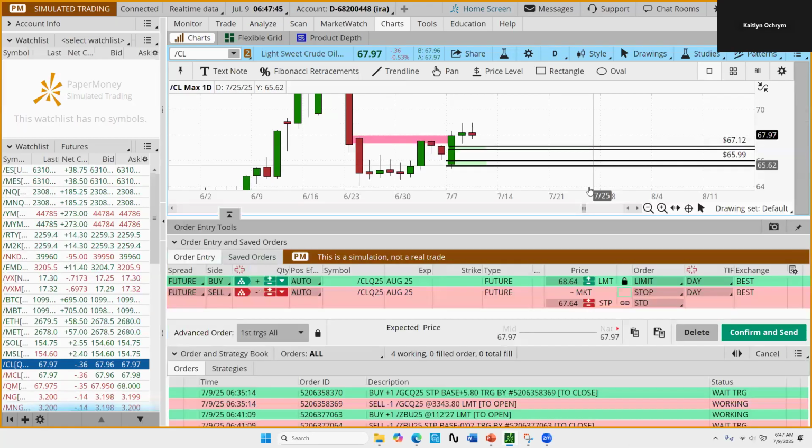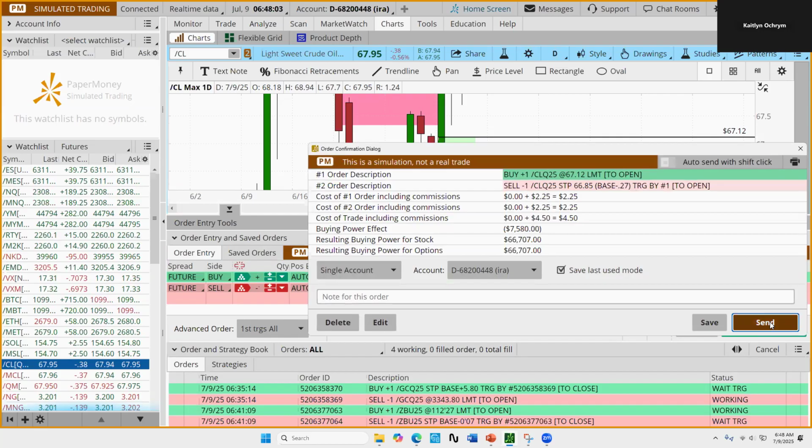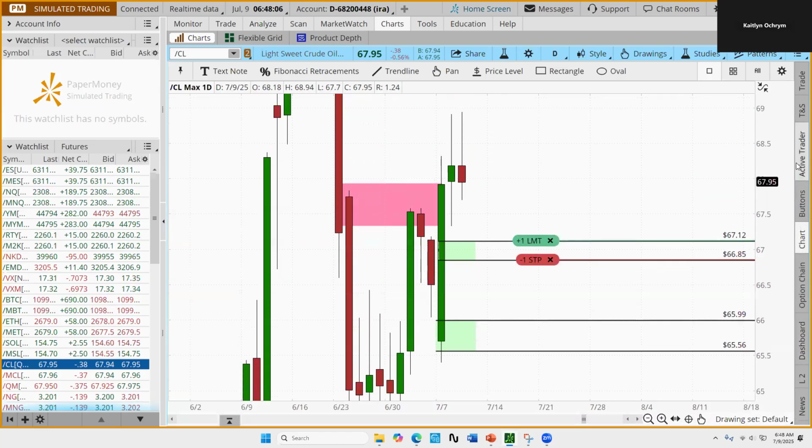Buy custom with stop. Entry is going to be 67.12. Stop at 66.85. So 67.12, stop at 66.85. And we're good to go on oil.